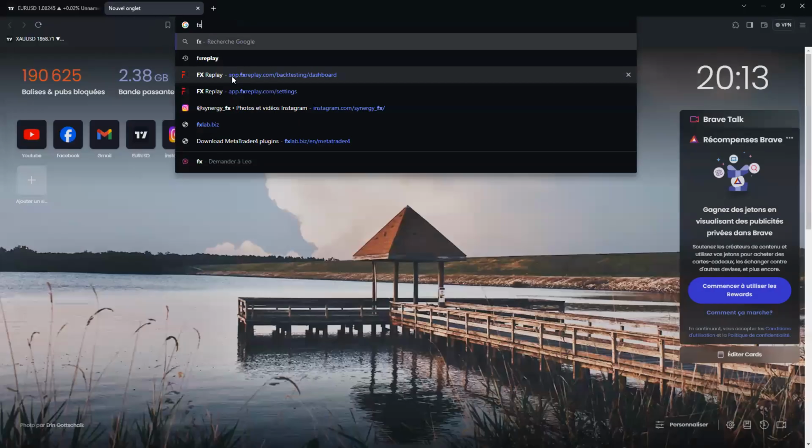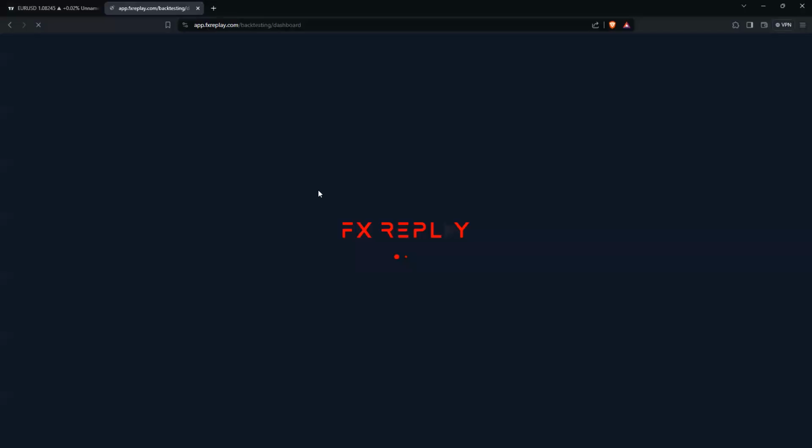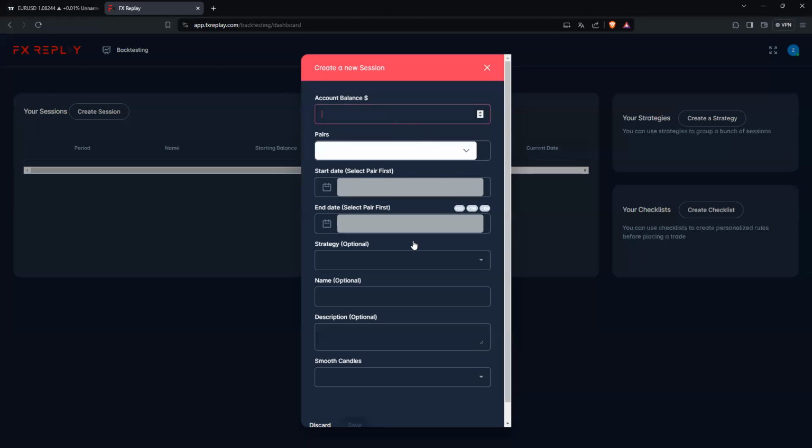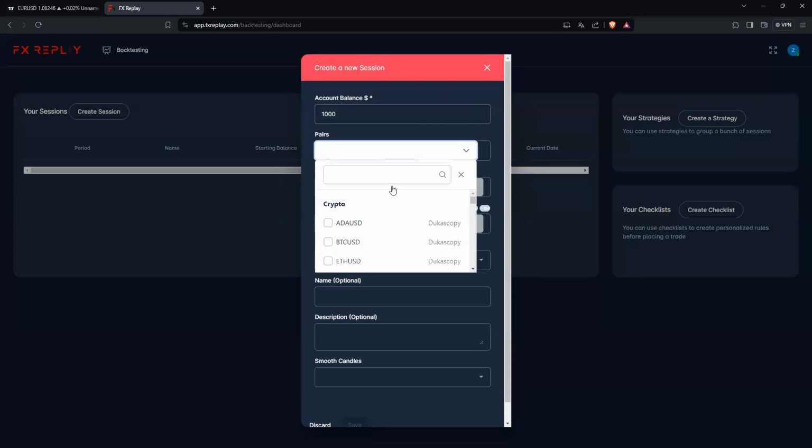Let's take a look at some examples. I'm gonna use FX Replay for that. Create session. I'm gonna make you guys backtest this, guys. Just put a random amount right here.